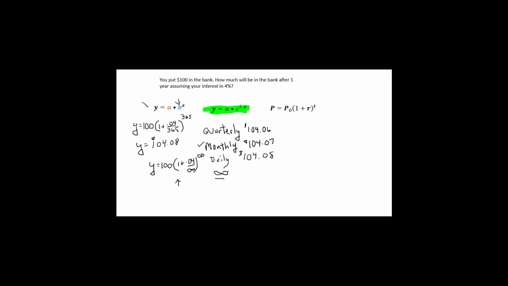So from this idea, however, this is the equation that is derived. This is the continuous compounding formula. And it's also the formula used in Excel.